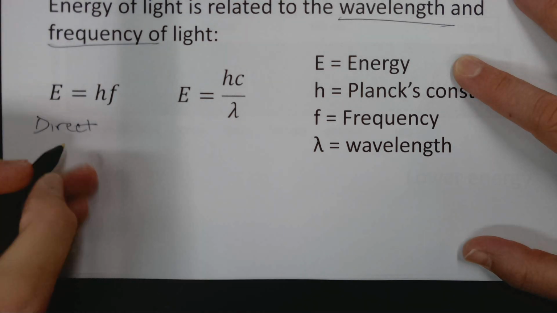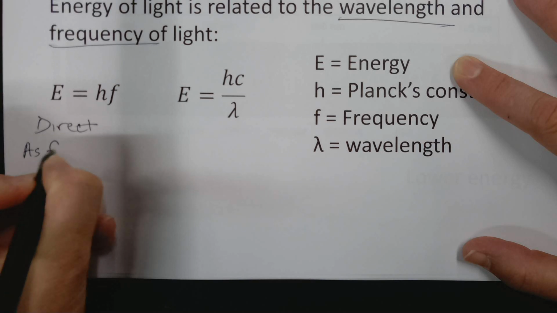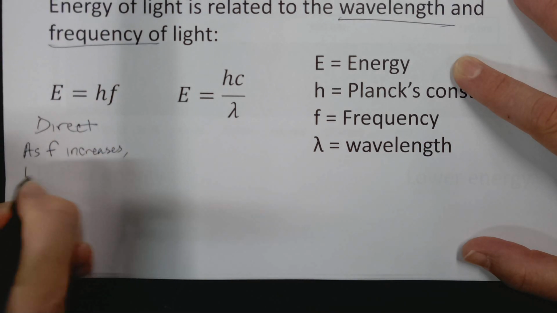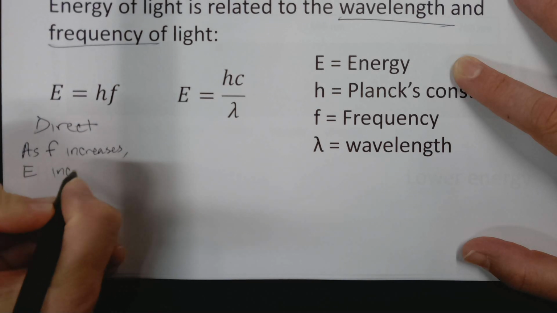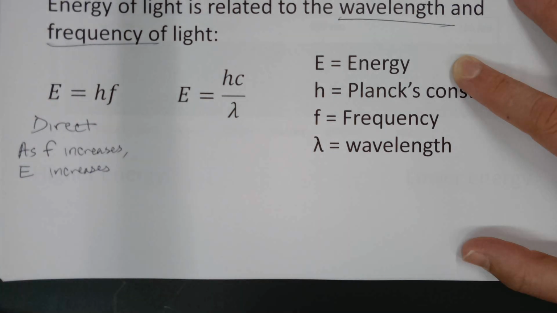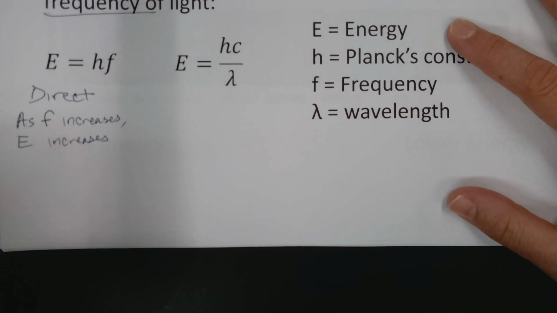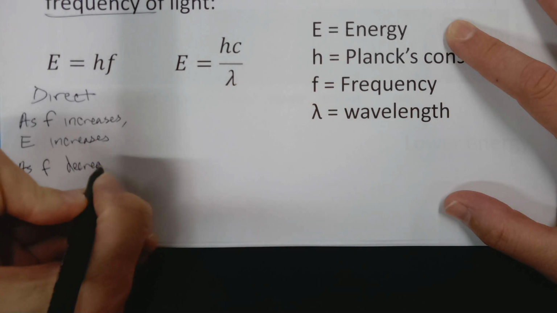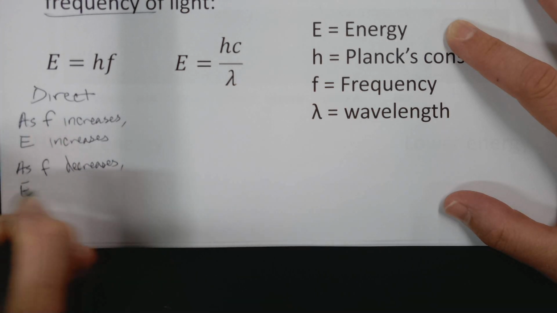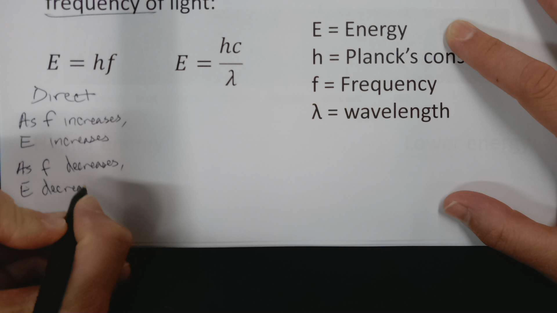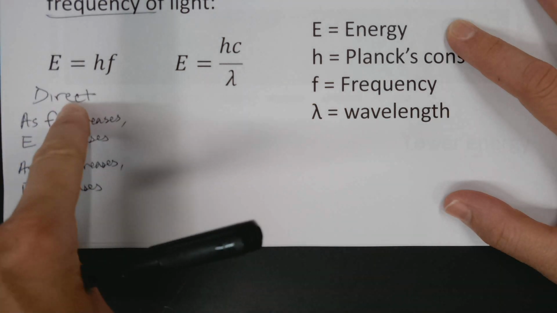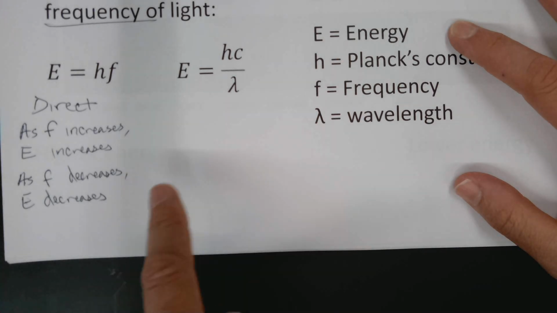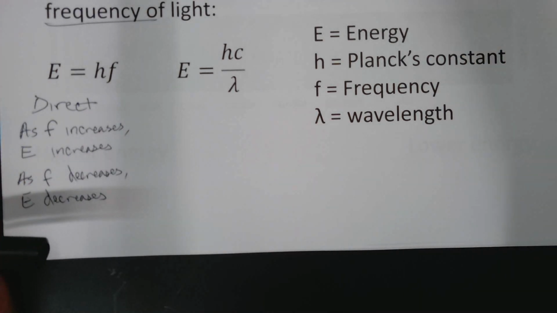And so what that means is, as frequency increases, energy increases. And along the same lines, as frequency decreases, energy decreases. So a direct relationship means that both variables change in the same direction. As f goes up, E goes up, and vice versa.